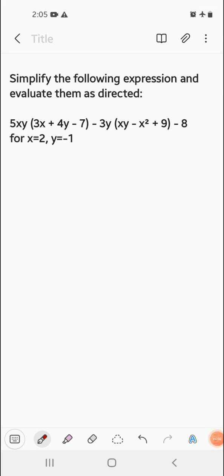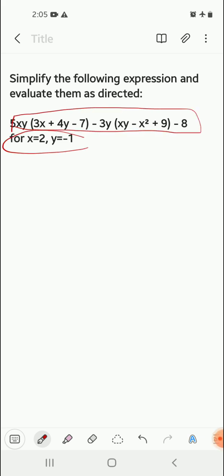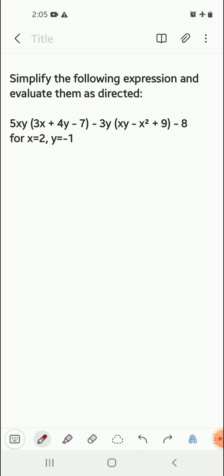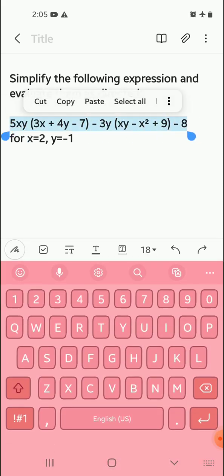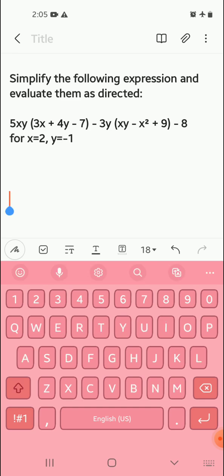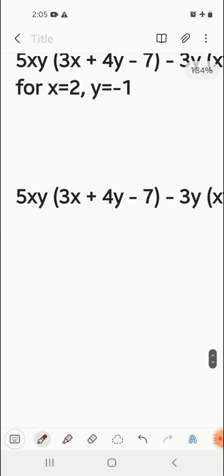Today's topic, we are going to simplify the expressions. The expression given is this, and after the simplification is done, we are going to evaluate with the given values of x and y. So first step is simplifying. Copy this expression to be simplified, and then we are going to simplify it.